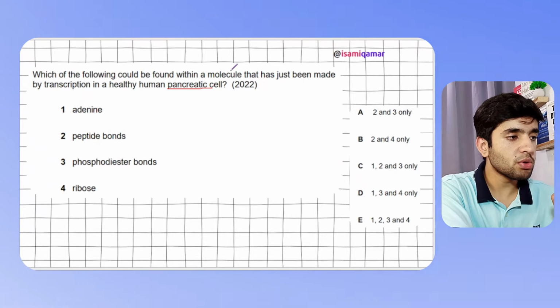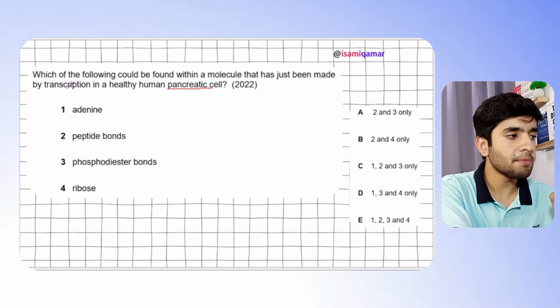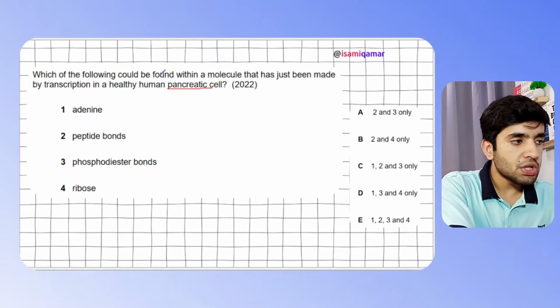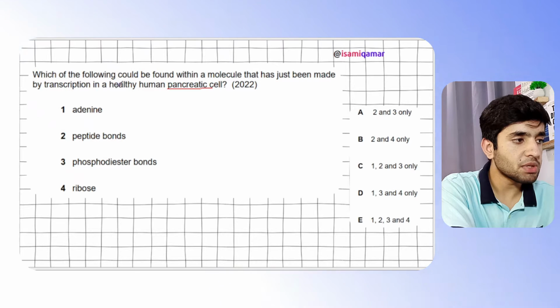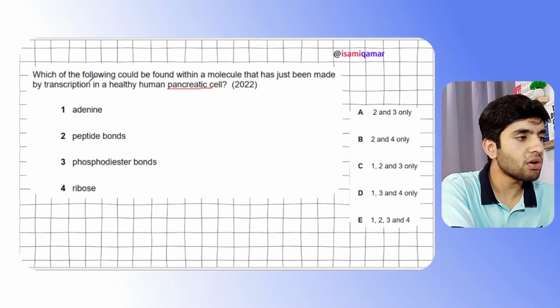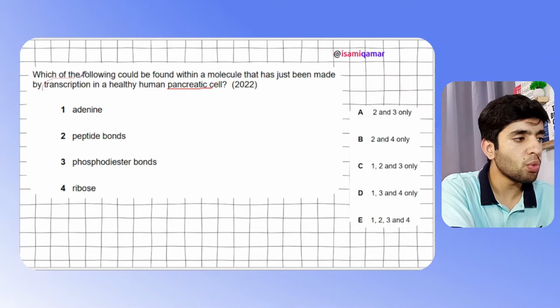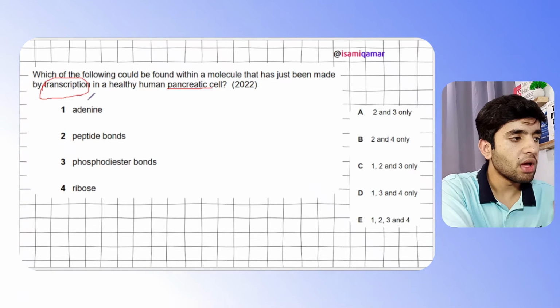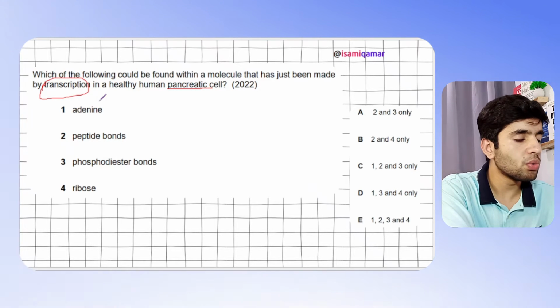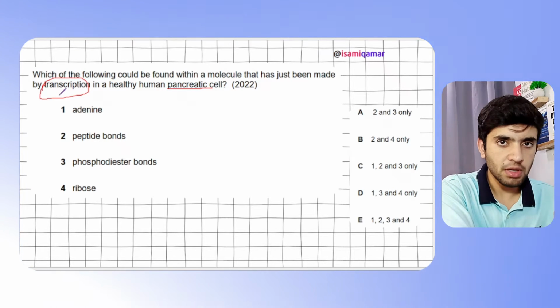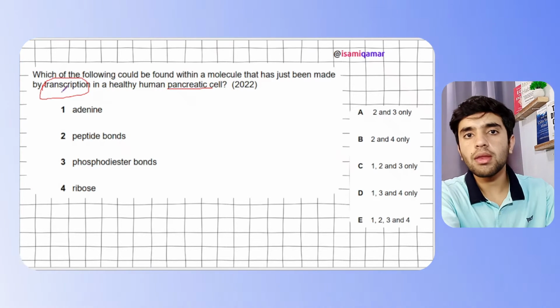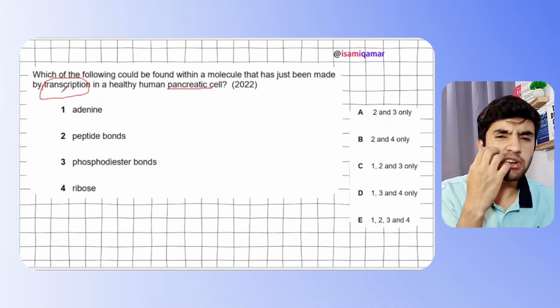But which of the following could be found? So we have to underline. Which could be found within a molecule that has just been made by transcription in a healthy human cell? So first of all, the trickiest thing is you must know what transcription is. If you don't know what transcription is, then you can't answer this question really. Okay, what is transcription?